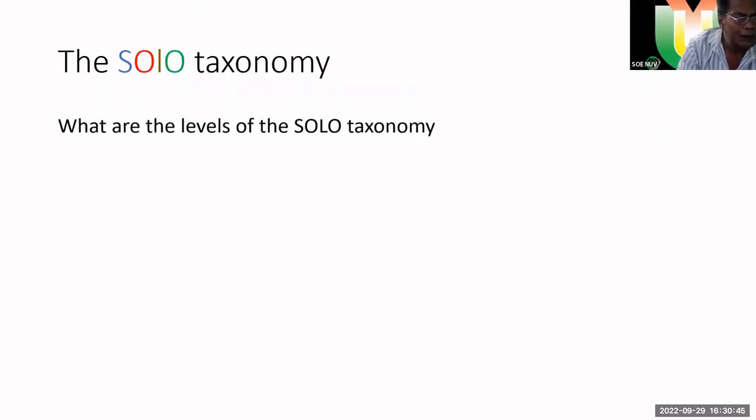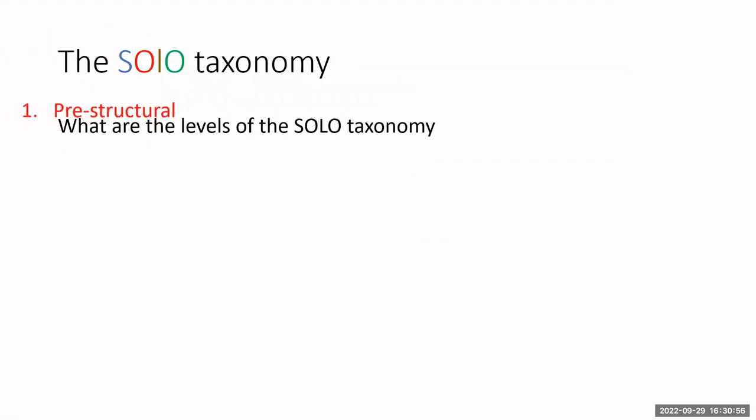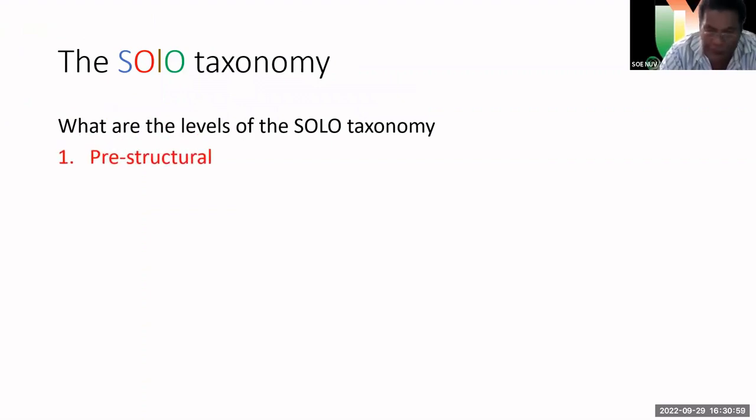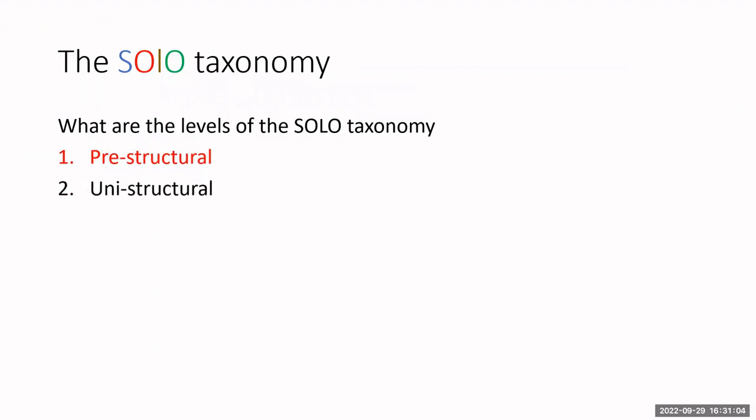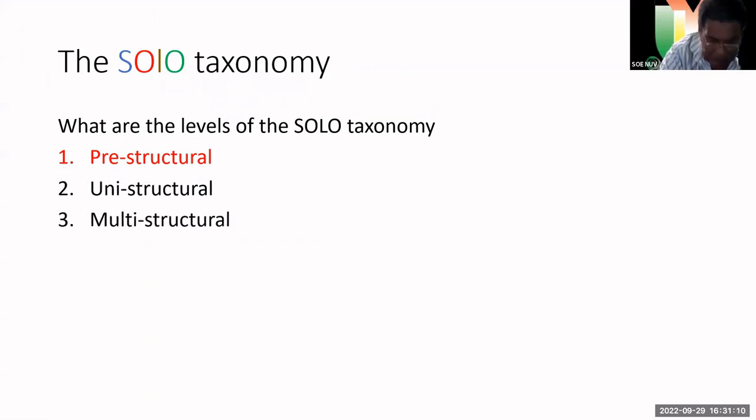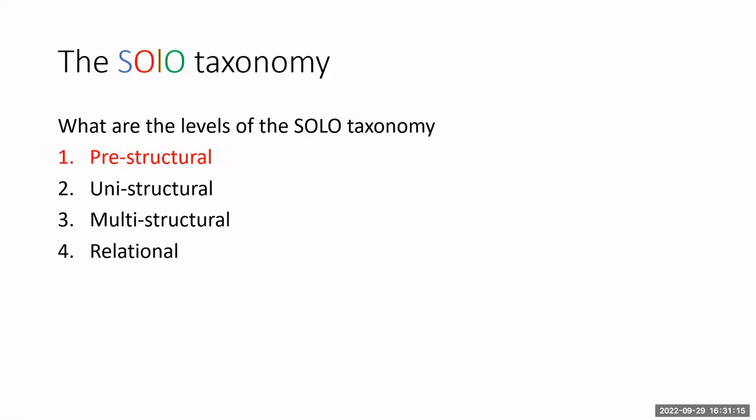What are the levels of the SOLO taxonomy? First one, pre-structural. Next one, unistructural. Next one, multi-structural. The fourth one, relational. And the last one, extended abstract. Okay, very good.